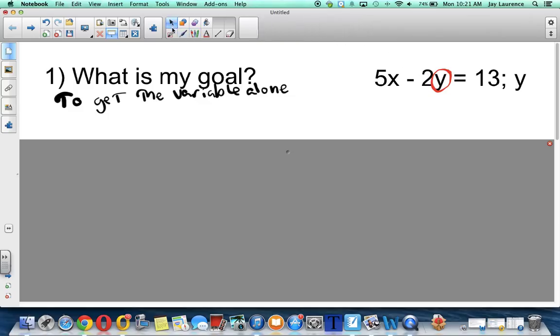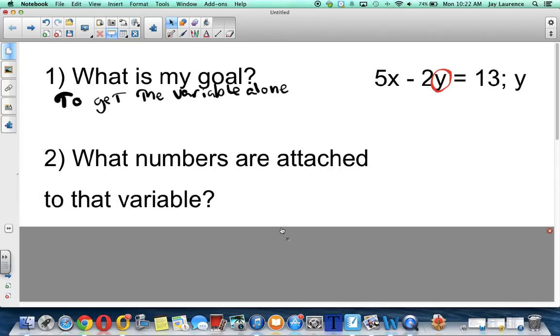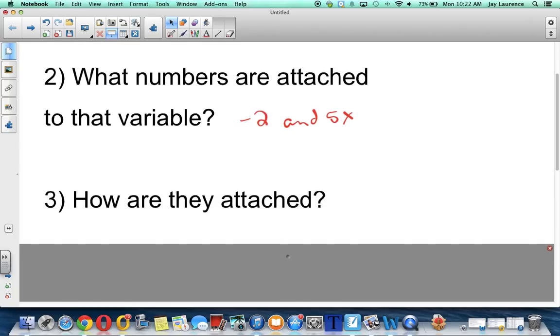All right, well, let me go to question number 2. What numbers are attached to that variable? Well, it looks to me like I have a -2. There's a -2. And then I also have a 5x. Remember, I think about 5x as one number because I'm thinking about y as my variable. Okay? All right. My next question I ask myself, how are they attached?